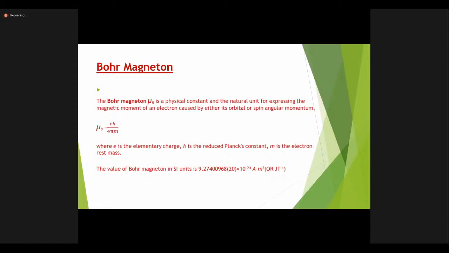Fine. If you put all these constants and calculate, then you will get the value of Bohr magneton as 9.27 times 10 to the power of minus 24 ampere meter square. Please remember this formula. The value you can calculate automatically even if you do not know it. Next.